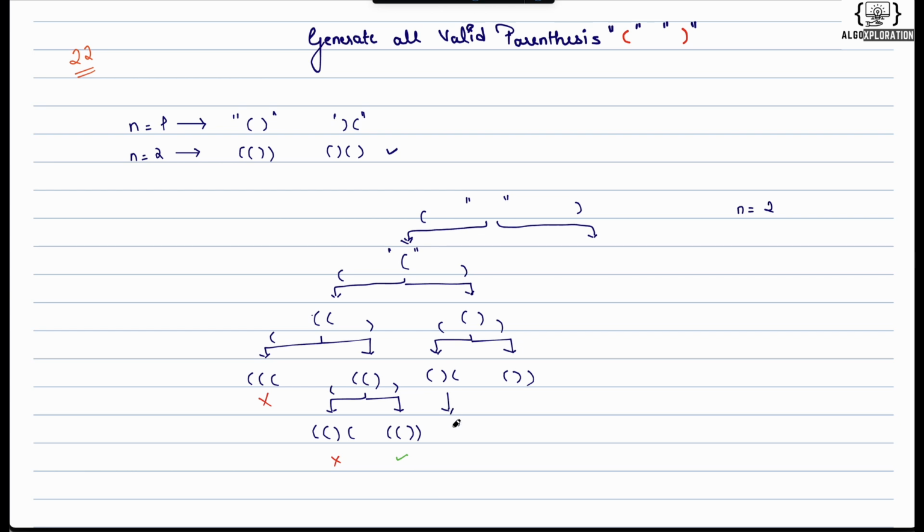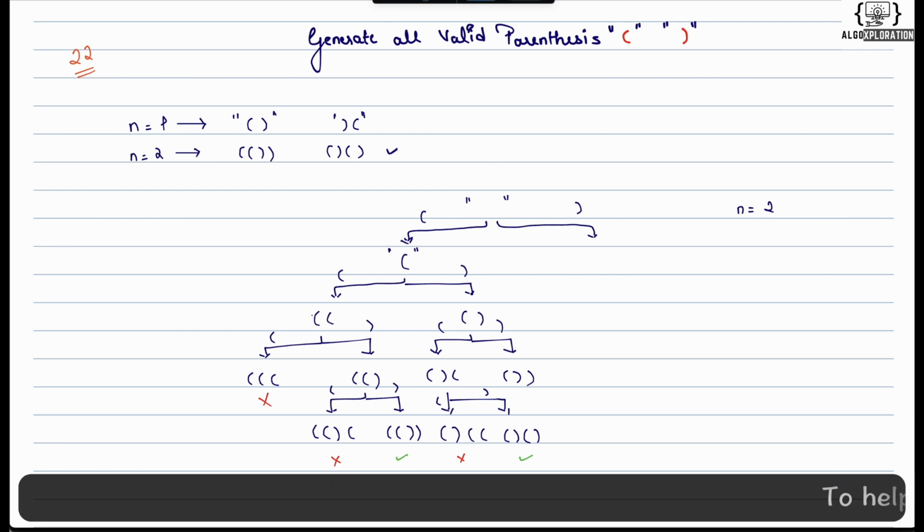Now let's explore this one: opening, closing, opening, closing, opening. And this will be opening, closing, opening and then closing again. This is for opening, this is for closing. Here if you observe, obviously this is not a valid one. And coming to the next one, I see opening, closing, so perfectly this is a valid one, right? So this is valid.